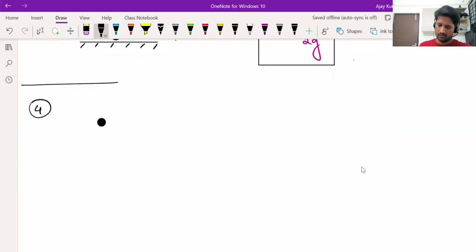A ball, actually its mass need not be given, but if you need mass in the equations, no?